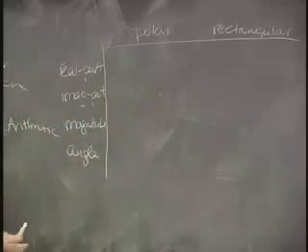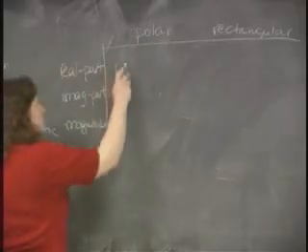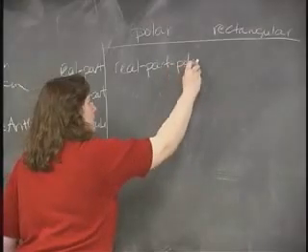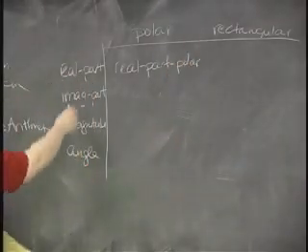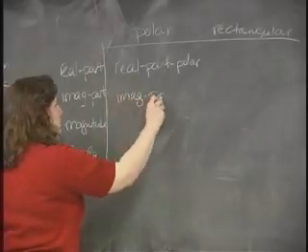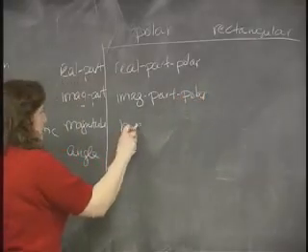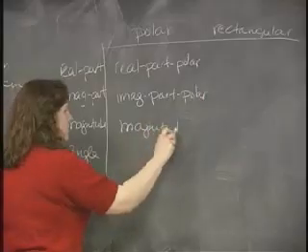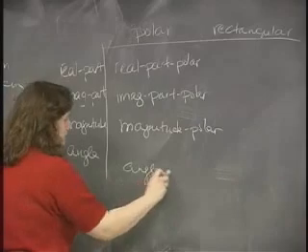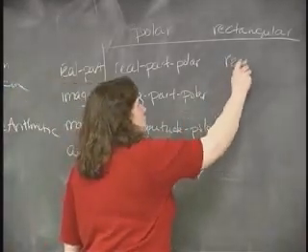Procedures for what matched. So when we had a real part of a polar number, we had a procedure called real part polar. When we had an imaginary part for a polar number, we had imag part polar. Similarly, magnitude polar and angle polar. And then we had similar procedures over here.